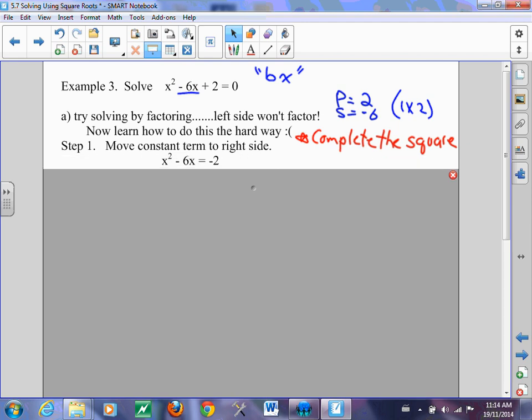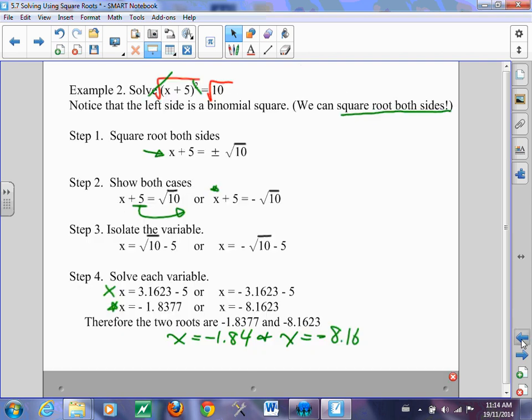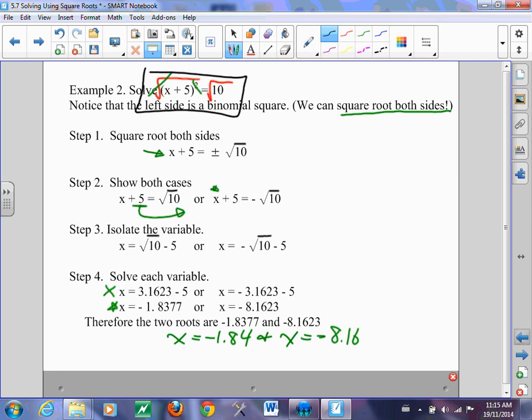Okay, so step number 1, we need to move the constant term to the right side. The reason we need to do that is because we're going to get all the x terms on the left. What we want to develop is what's called a perfect square. A perfect square is where we have two factors that are the same, and that gets it to an example like that, where you can actually take the square root.